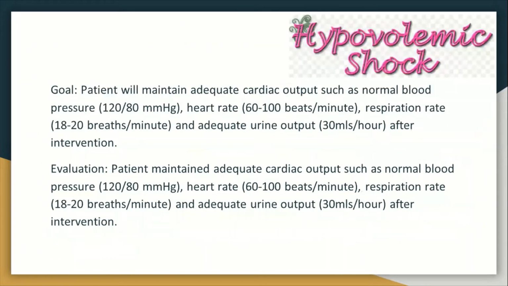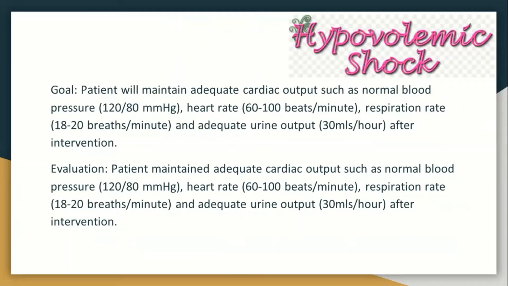The goal for this nursing diagnosis is that the patient will maintain adequate cardiac output, such as normal blood pressure, 120 over 80 mmHg, heart rate, 60 to 100 beats per minute, respiration rate, 18 to 20 breaths per minute, and adequate urine output, 30 mL per hour after intervention.